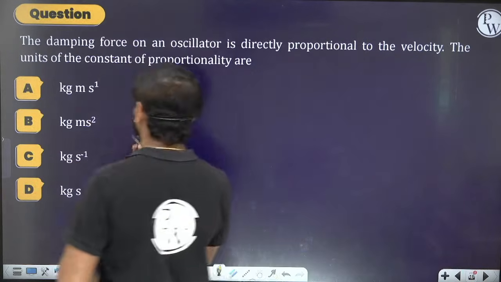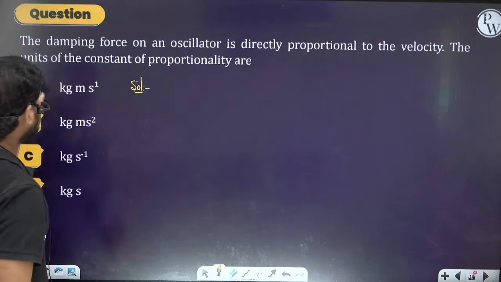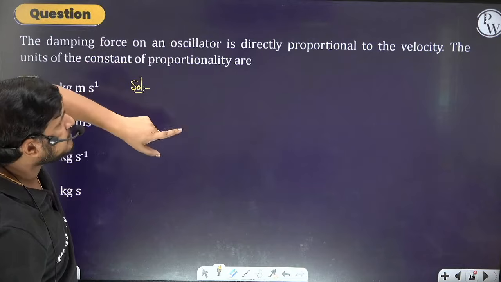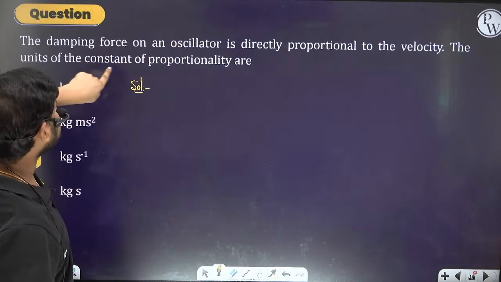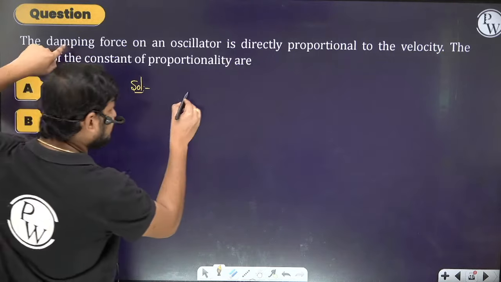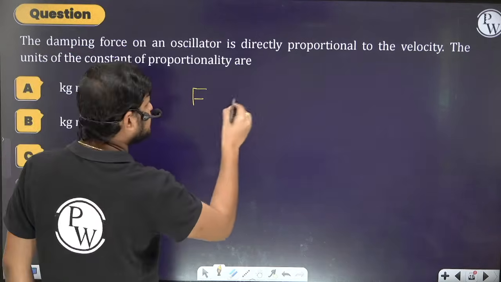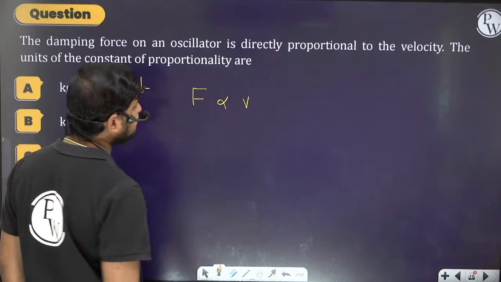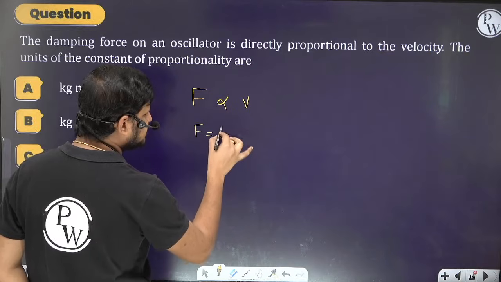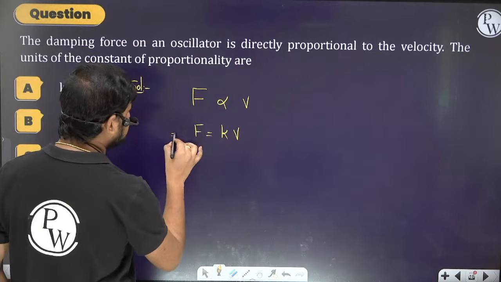Okay. Chalo. So let's solve the first question, guys. See here what the question says. The damping force on an oscillator is directly proportional to the velocity. The units of the constant of proportionality are? So the damping force, let it be F, is directly proportional to the velocity. Now I am taking out the proportional symbol and putting the proportionality constant as K. So F is equal to kV.